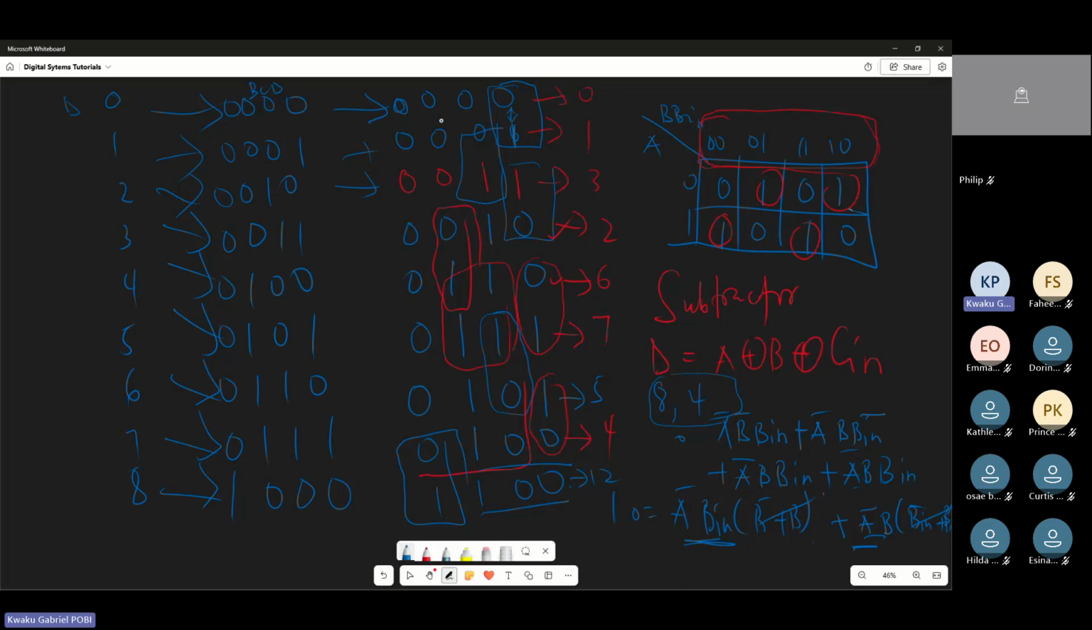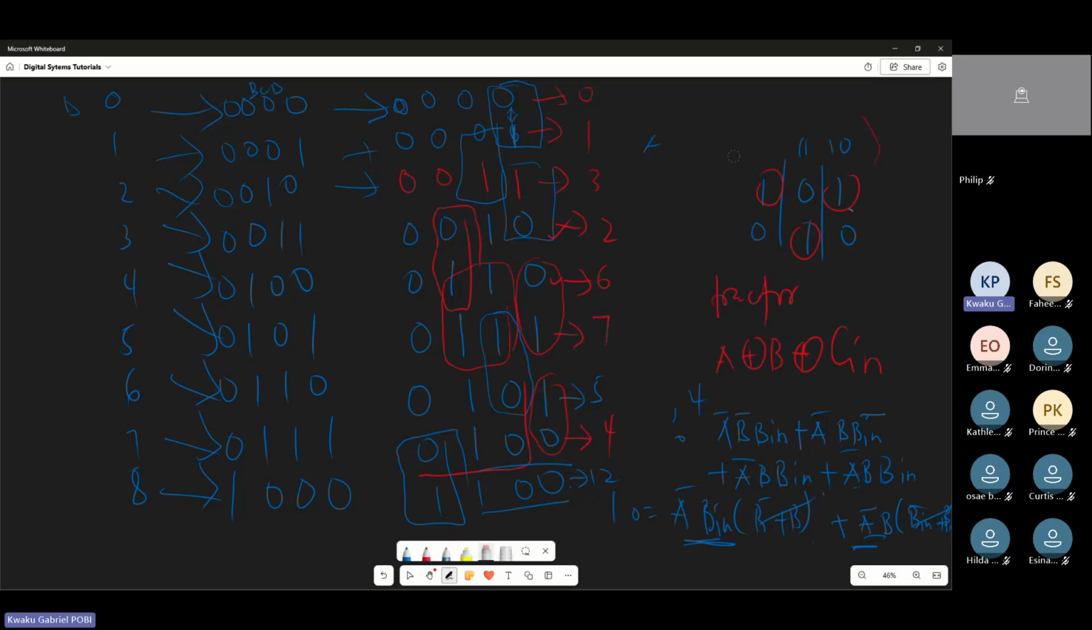So 0 will be seen as 0, 0, 0, 0. 1 will be seen as 1. 2 will be seen as 3. 3 is going to be 2. 4 is 6. 5 is 7. 6 is going to be 5. 7 is going to be seen as 4. And then 8 is going to be 12. Then they will just tell you to draw the output of this Gray code.